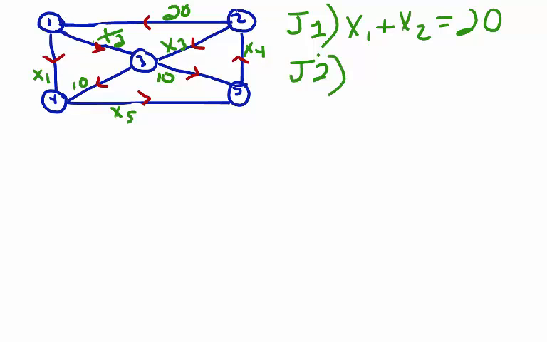Now let's look at junction 2. Note that at junction 2, the direction of the arrows in our variables are going in 2 opposite directions. So here we have a difference. We have x3 minus x4 equals 20. And actually that equals negative 20. So let me rewrite this to add a negative sign here.